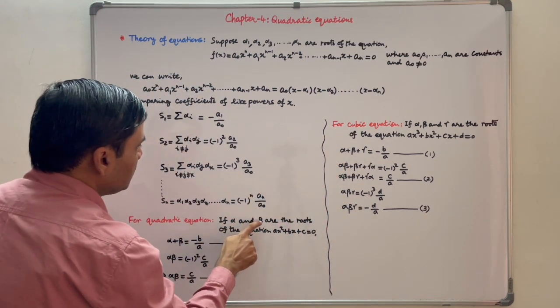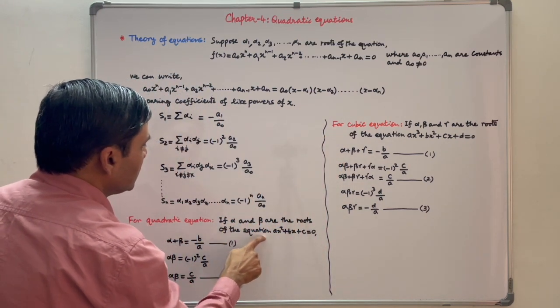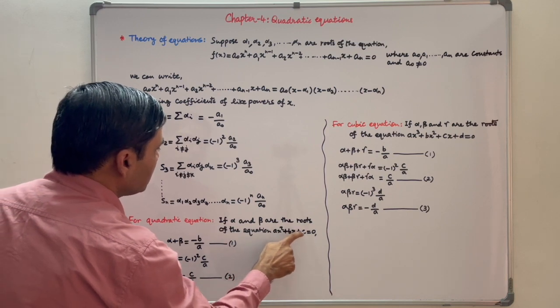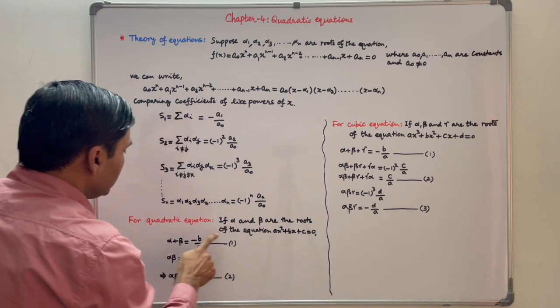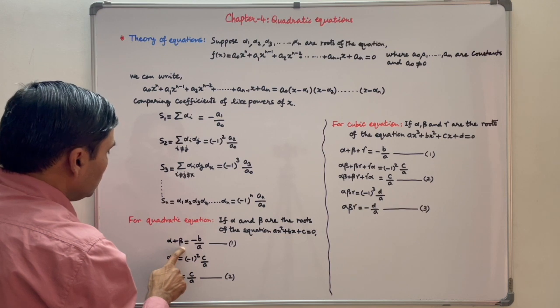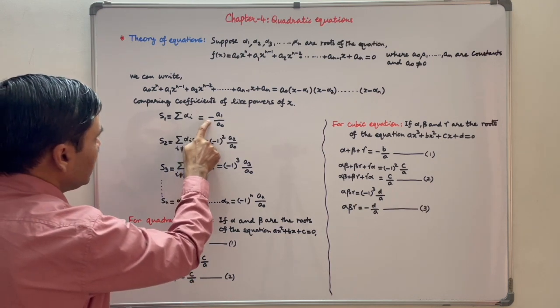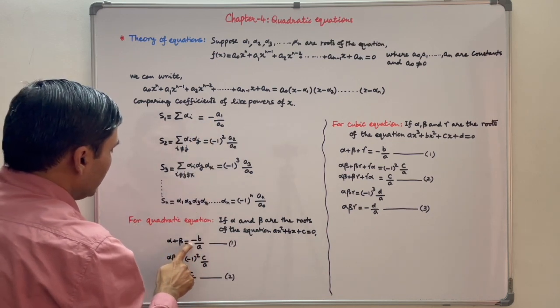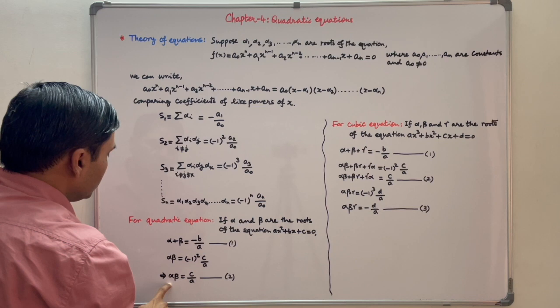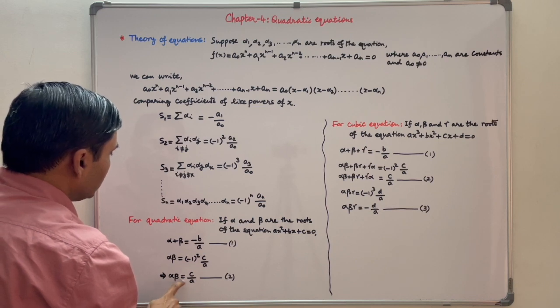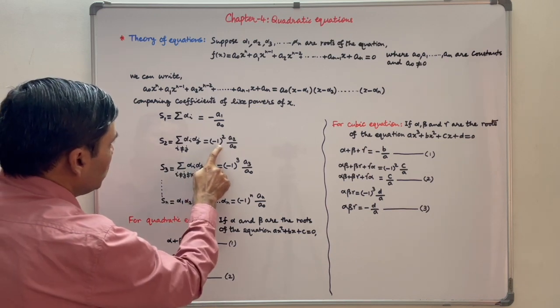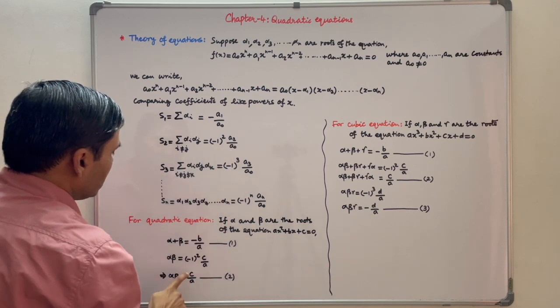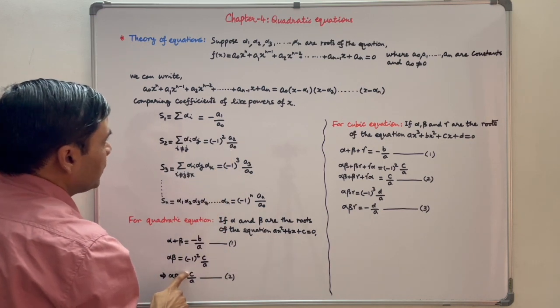Suppose alpha and beta are roots of the equation ax square plus bx plus c is equal to 0. Then alpha plus beta is equal to sum of the roots taken one at a time, and that is equal to minus a1 by a0, and that is equal to minus b by a. Alpha beta is sum of the roots taken 2 at a time, and that is equal to minus 1 to power 2 a2 upon a0, and that is equal to c upon a.